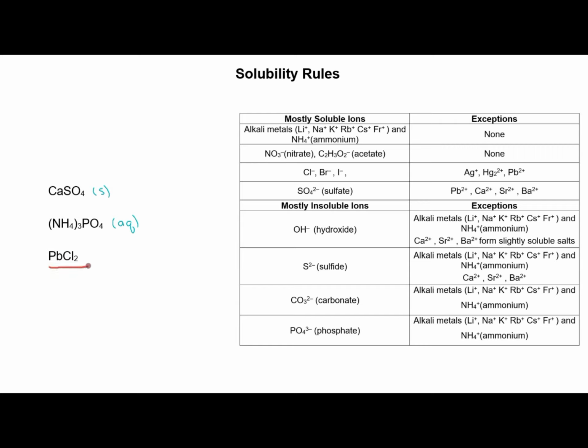Finally, let's look at lead chloride. I don't have a rule specifically for lead, but I see that lead has popped up here and also here. So it looks like lead is an exception. Let's take a look at our anion. That is a chloride salt. I do have a rule for chloride salts. Lead is an exception. So instead of being soluble, this is going to be an insoluble salt. So let's put an S right after lead chloride to indicate that it is insoluble.